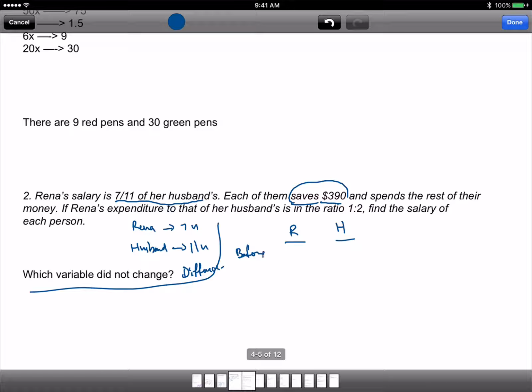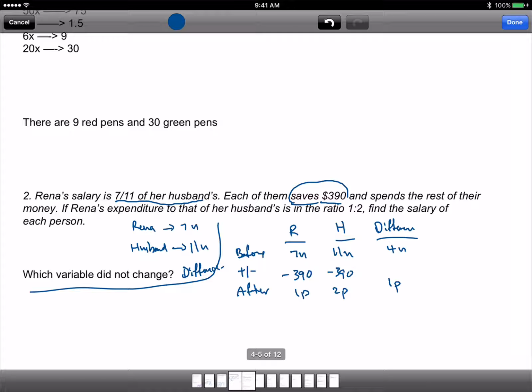Before minus after is the difference. So at first Rena has 7 units, the husband is 11 units. So each saves 390. So take away 390 from what they have, take away 390. The difference here is 4 units. After that, Rena's expenditure to that of her husband is in the ratio 1:2, so I get 1 part, 2 parts, and the difference now is just 1 part.